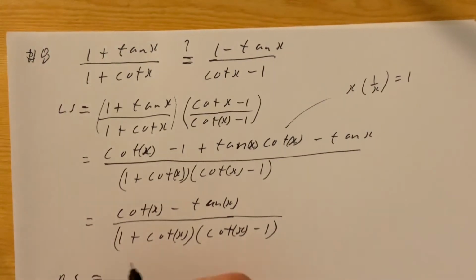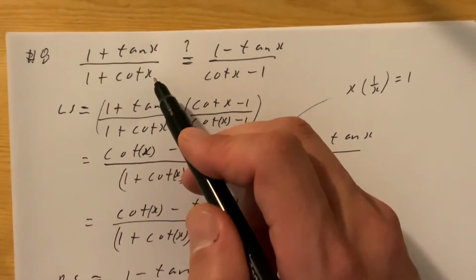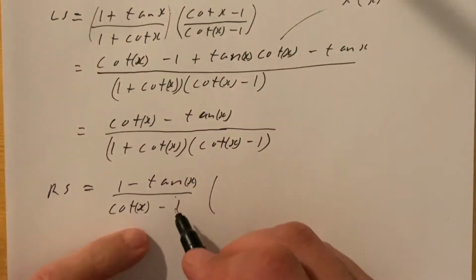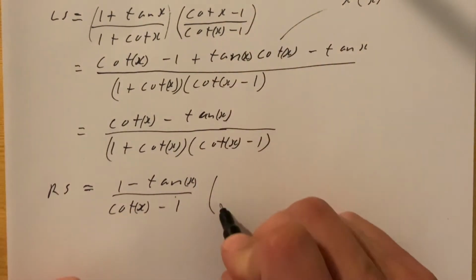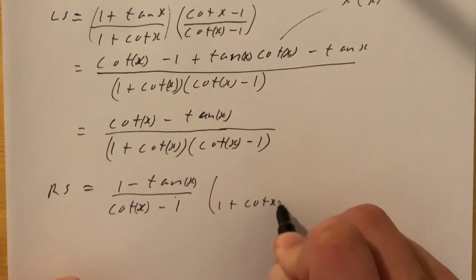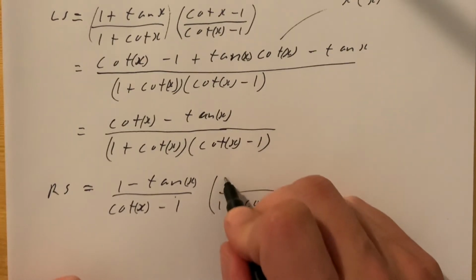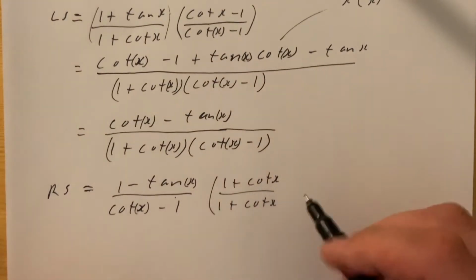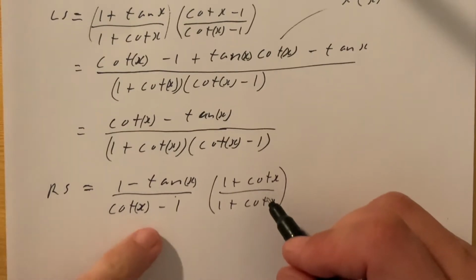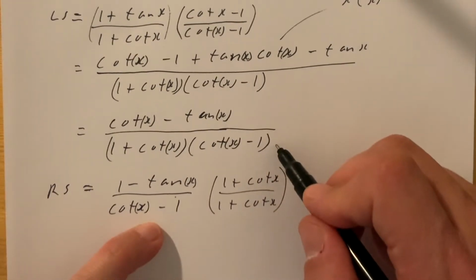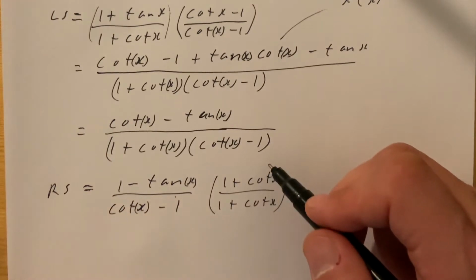Okay, so the right side, going to do the same thing. 1 minus tan x over cotan x minus 1. And I'm going to multiply top and bottom by the bottom of the other side. So I'm going to multiply it by 1 plus cotan x and 1 plus cotan x. And I know that by doing this, I will end up with a denominator that's the same as this. And we'll see if the top works out to be the same.